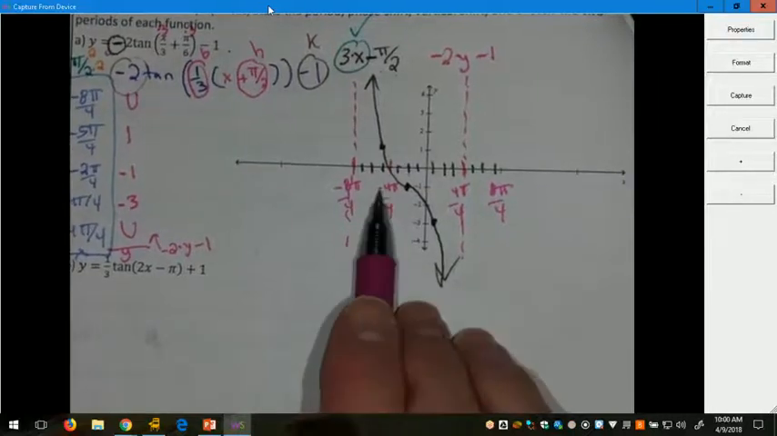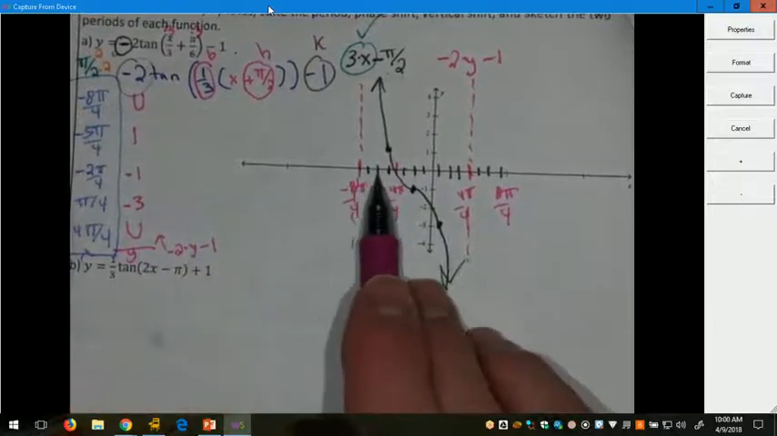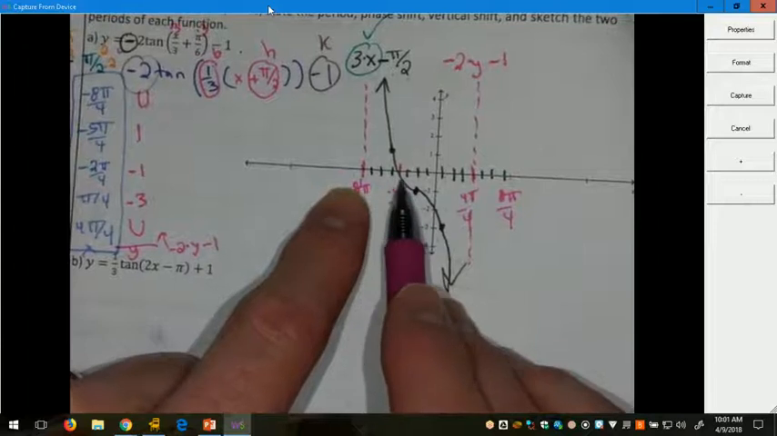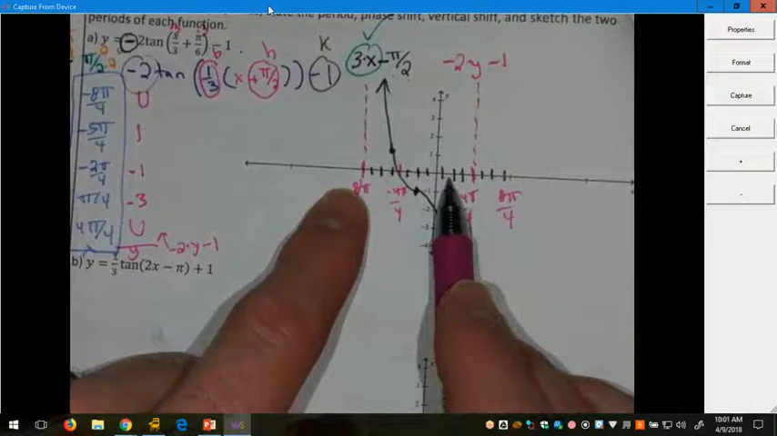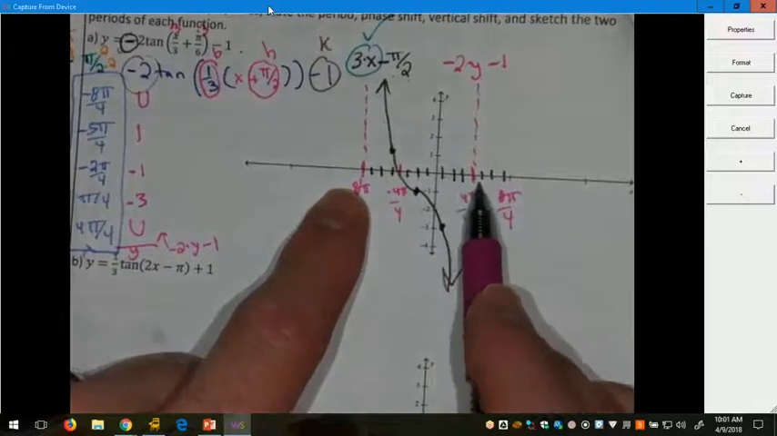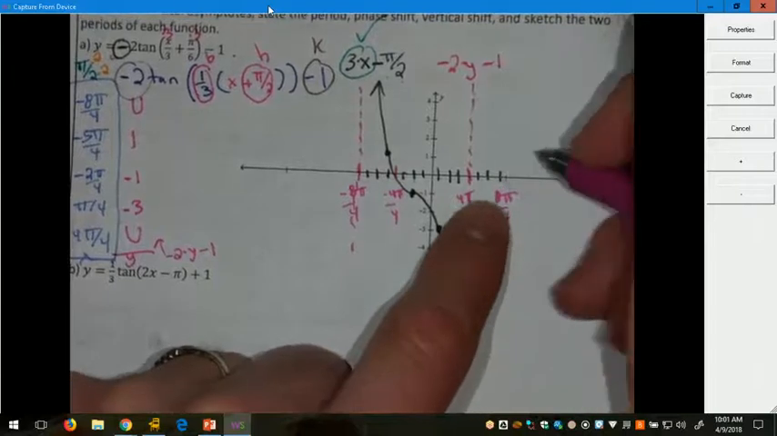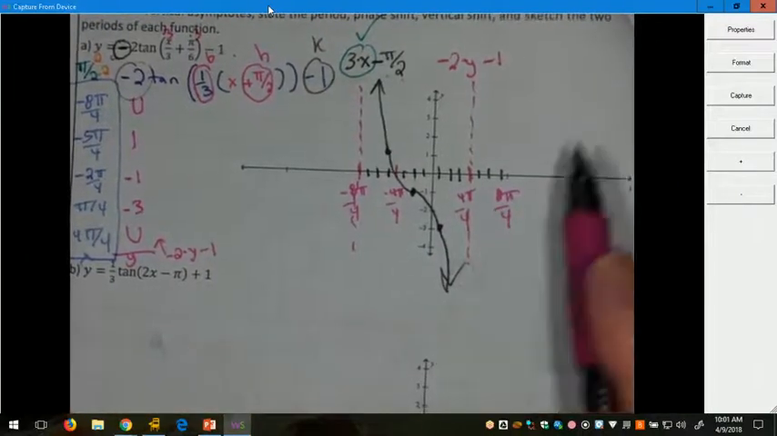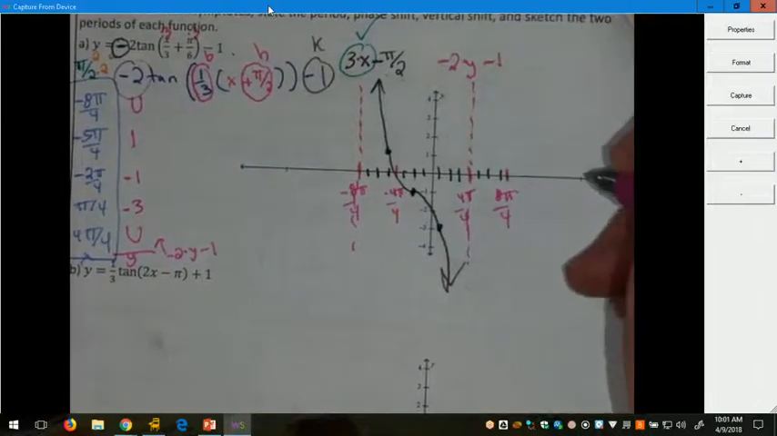Now these are evenly spaced. Notice that they are 3 pi over 4 units apart. So from here I go out 1, 2, 3 and put a point. 1, 2, 3, put my next point. 1, 2, 3, put my next point. 1, 2, 3, put my next vertical asymptote. Well, I only have enough room to get one more in, so I've got to do some more of these. This is 4, this is 8 at this tick mark right here.